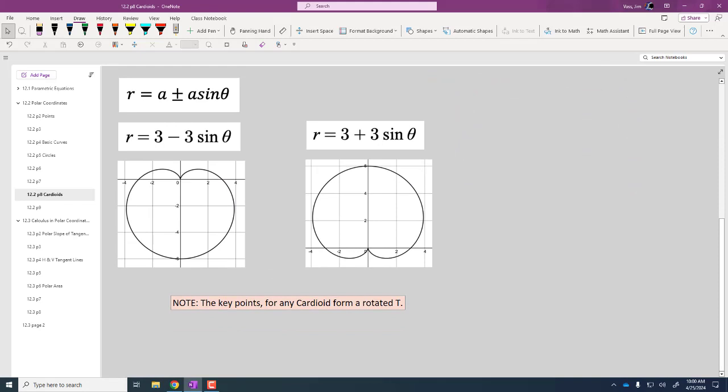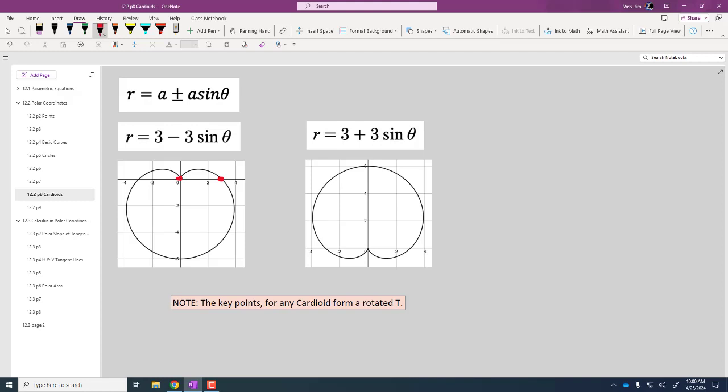Let's do this one just by rotating here. When theta is 0, sine of 0 is 0. 3 plus 0 is 3. We should be at 3 comma 0 right there. Go up to pi over 2. Sine of pi over 2 is 1. 3 minus 3, 0.